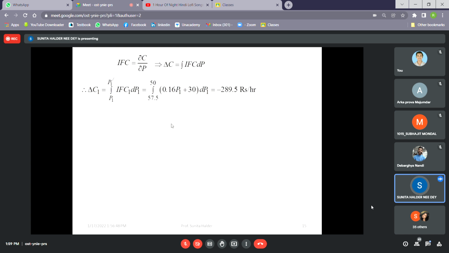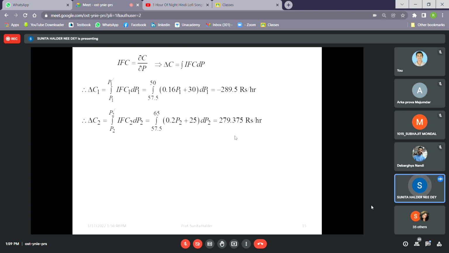So what is the change? 57 is for the equal, 50 for the economic. So we are getting minus 289.5 for the first generator, right? Similarly for the second one, for equal, 65, we are getting 279.375. A negative value means a reduction in cost, but a positive value means an increment in cost.